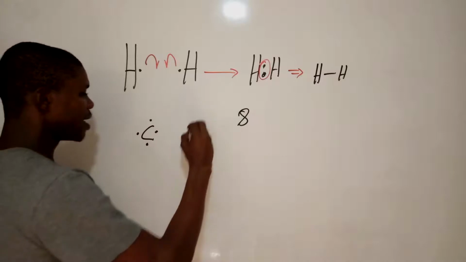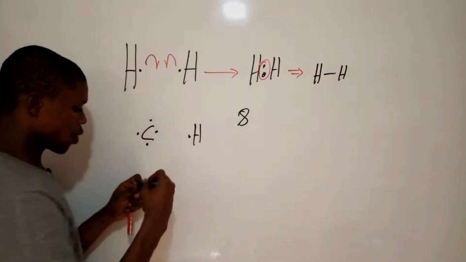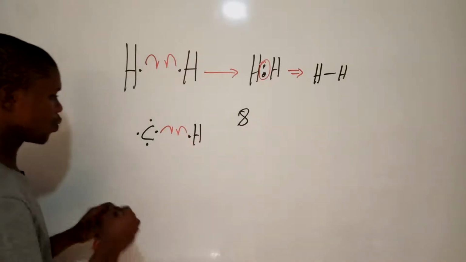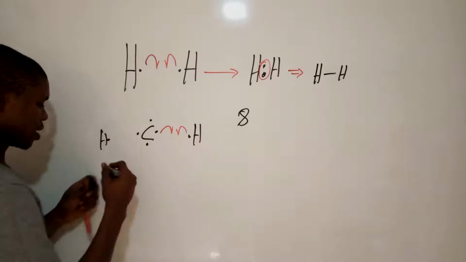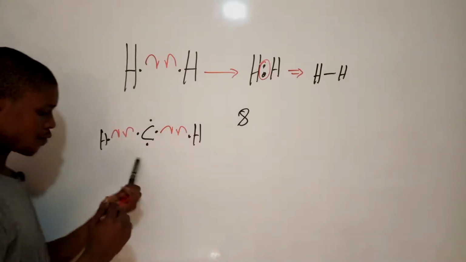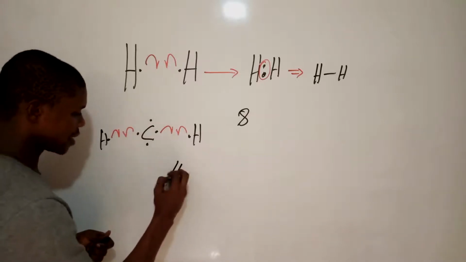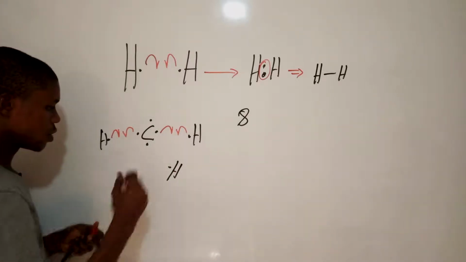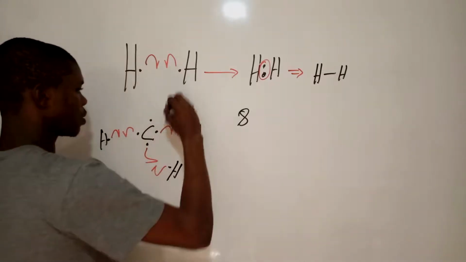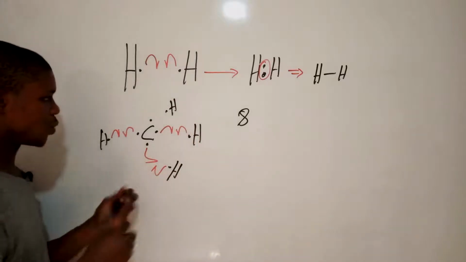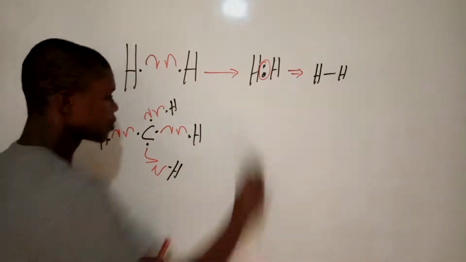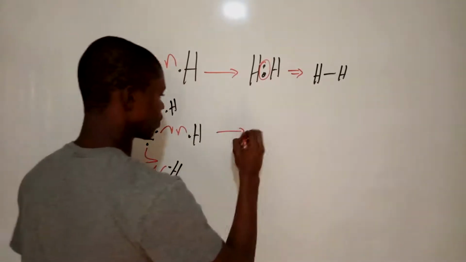So if one hydrogen comes here, they form a bond like this. Here we have this one, here we have this one, right? The same thing with this one here. Another hydrogen will come here. What will happen here? They will form a bond, there is overlap. Another one should come here like this. What will happen? The orbitals will overlap.